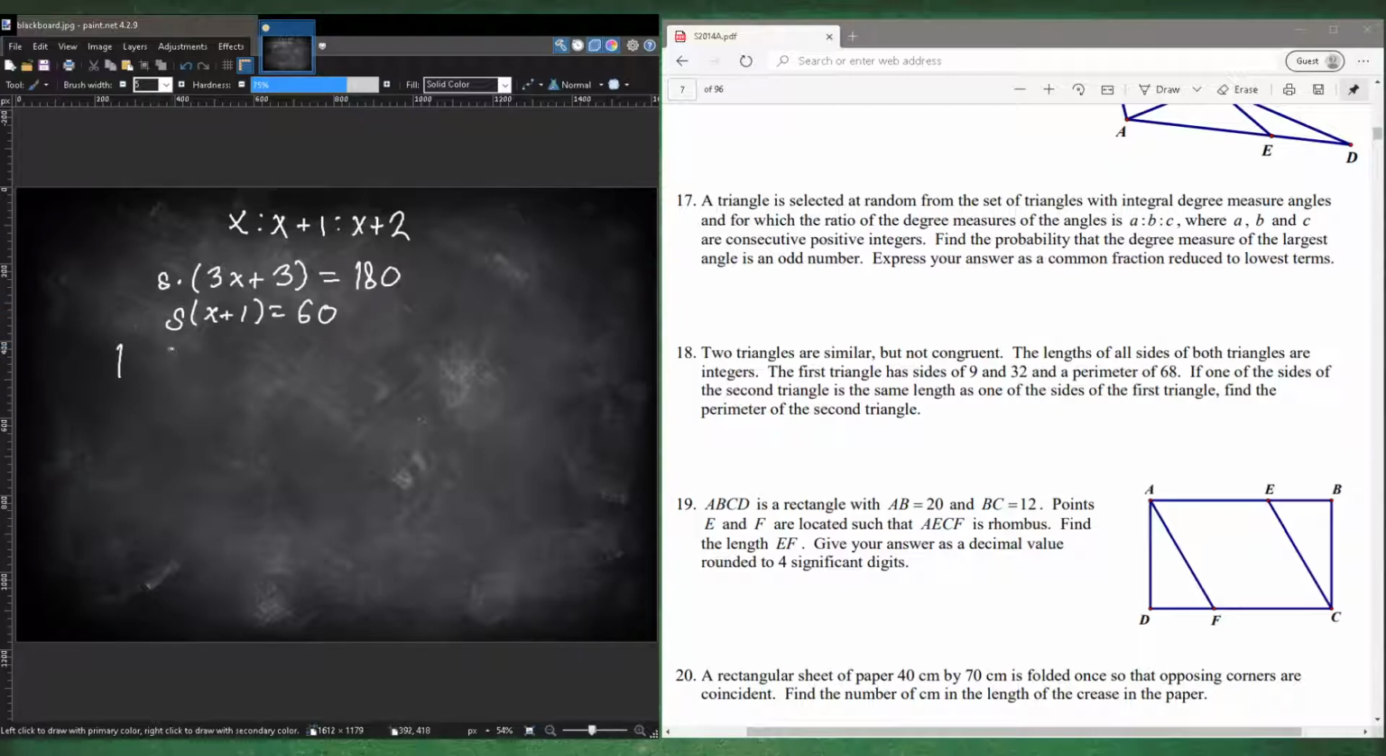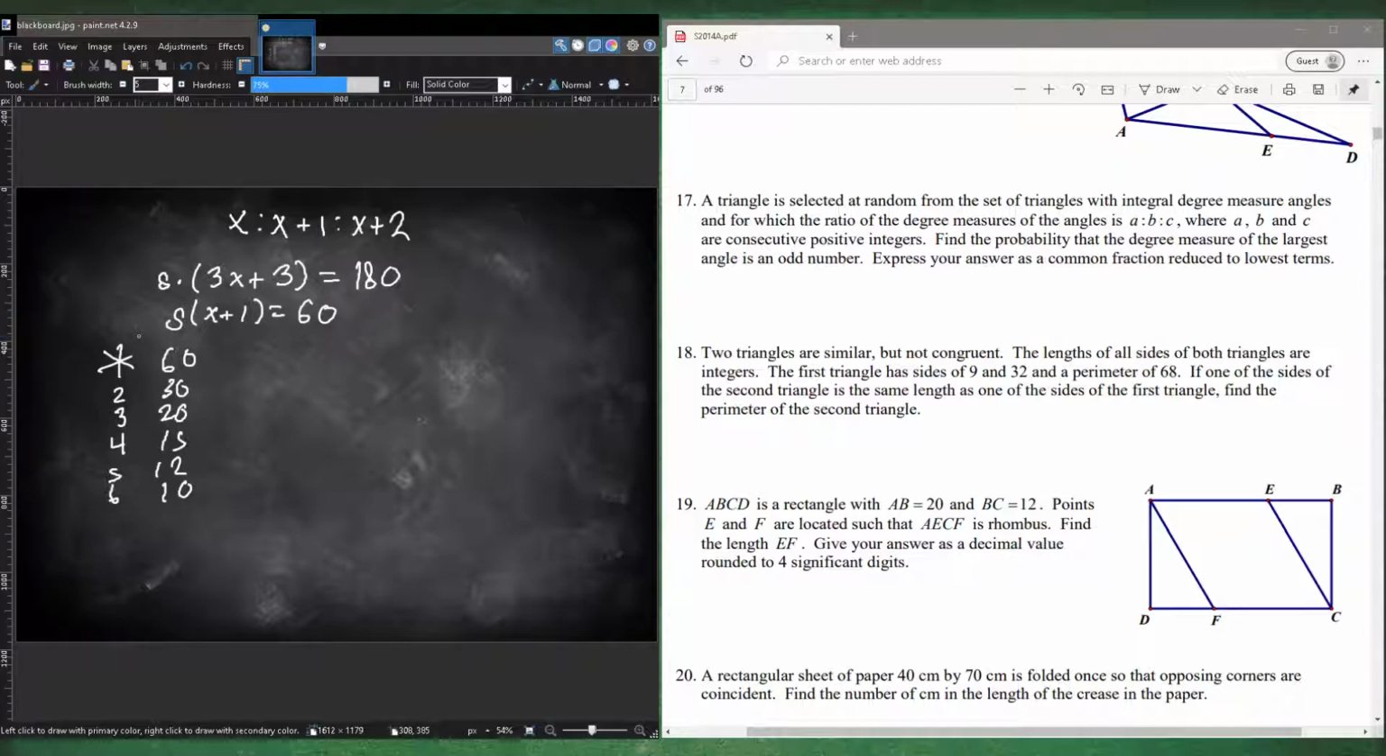So the factors of 60 are 1 and 60, 2 and 30, 3 and 20, 4 and 15, 5 and 12, and 6 and 10. So x plus 1 could be any one of these 12 numbers, and it cannot be 1 though. And the reason is because x plus 1 equals 1 means x equals 0. And x cannot be 0 because it's a ratio. So it has to be at least 1 or higher.